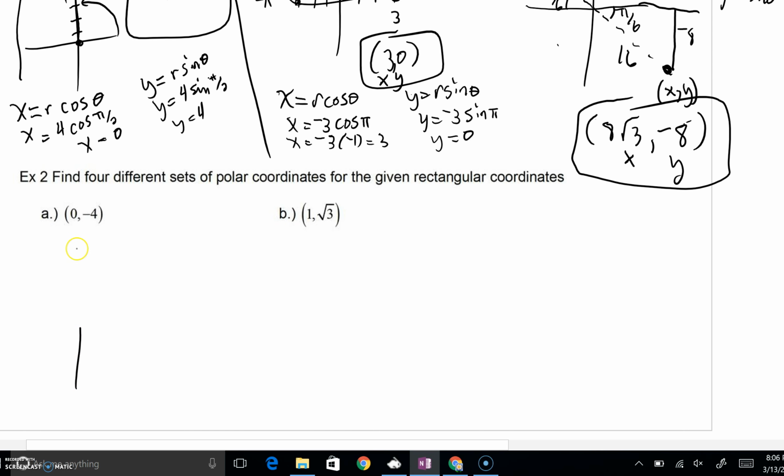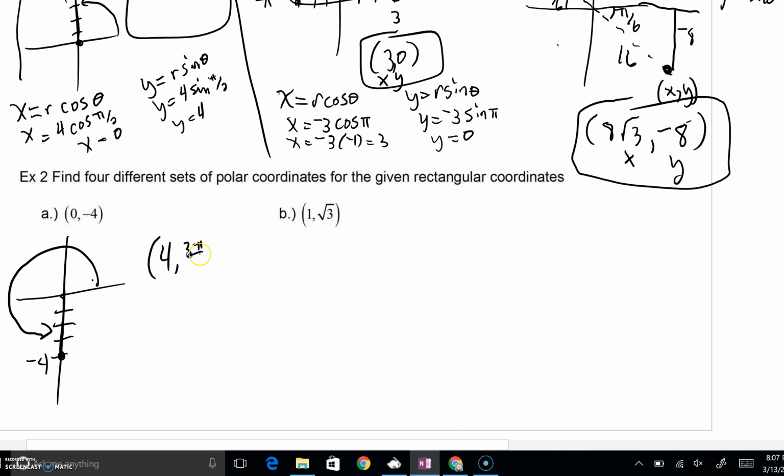Well, here we have (0, -4), and if we were to just go 4 steps down right here, you can see that your r would be 4 steps away. You could choose to be positive or negative, and you can see that this angle going from the positive x-axis is actually going to yield 3π/2. So we could say (4, 3π/2).